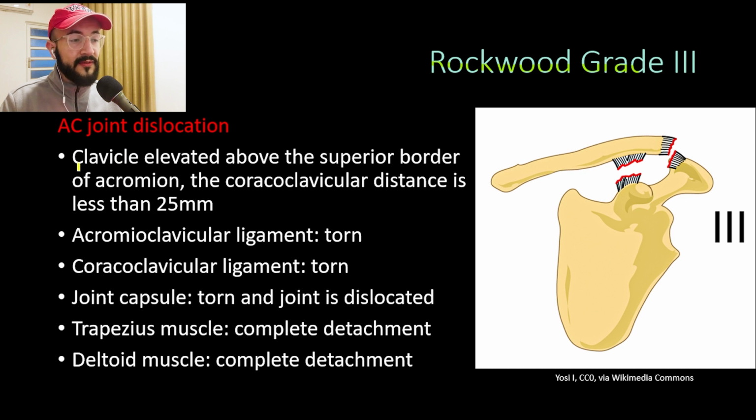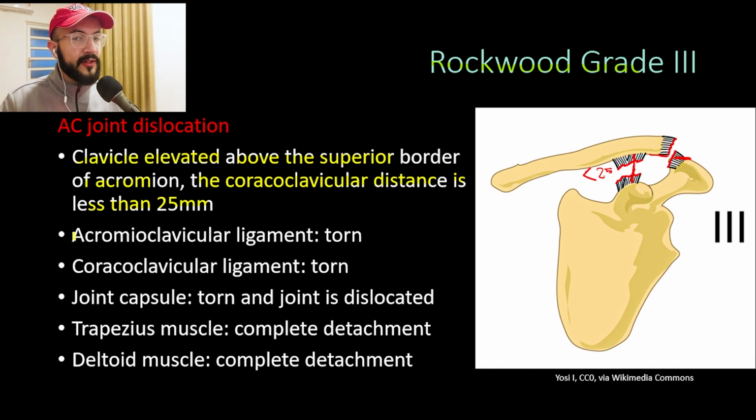Now regarding the Rockwood grade 3, this is where the AC joint dislocates. So the clavicle is elevated above the superior border of the acromion, and the coracoclavicular distance is less than 25 millimeters. So this time the clavicle is elevated above the upper edge of the acromion, and the coracoclavicular distance is less than 25 millimeters. If it exceeds 25 millimeters, then it will be graded as grade 5, that we explain a little bit later.